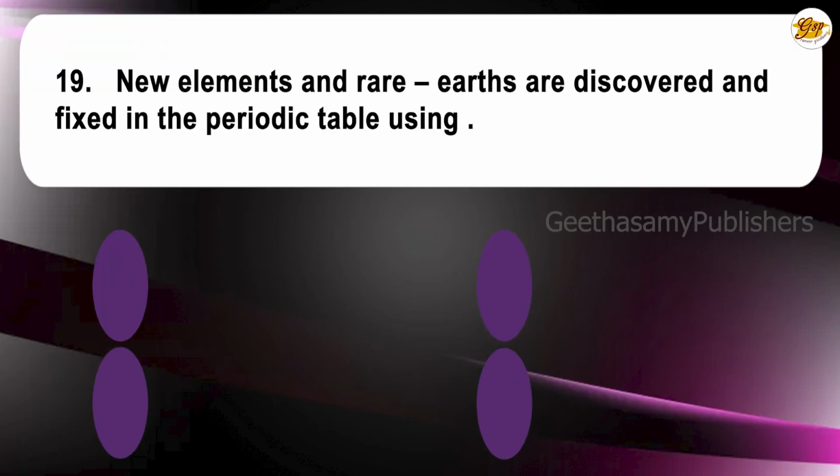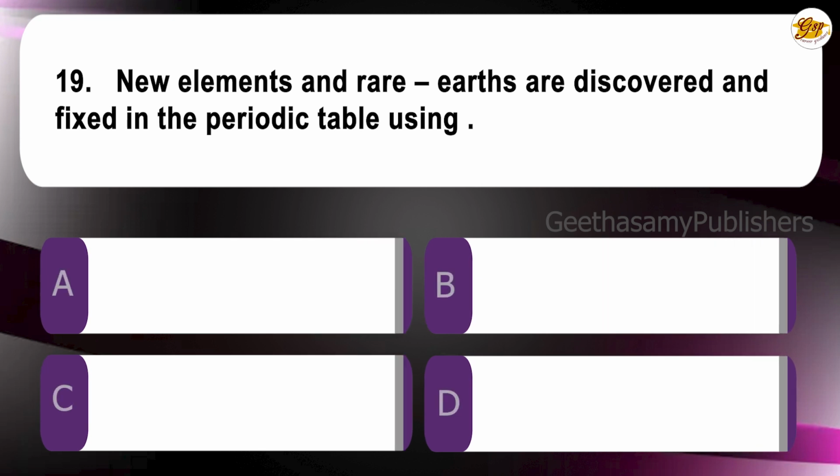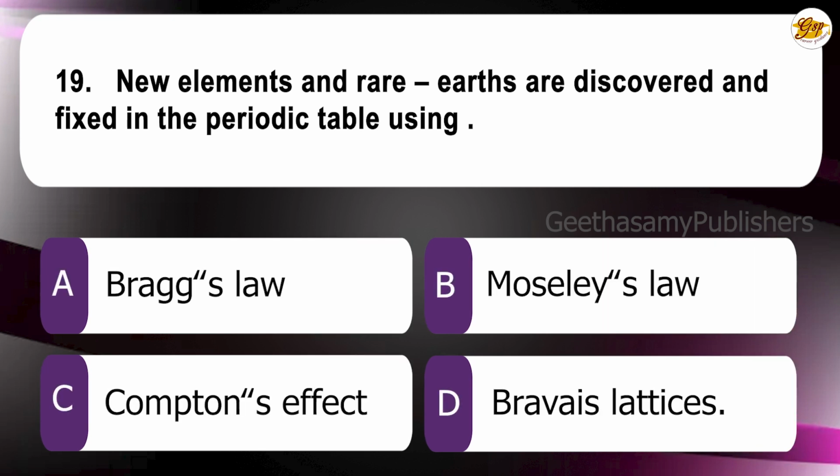Question number 19. New elements and rare earths are discovered and fixed in the periodic table using A. Bragg's law, B. Moseley's law, C. Compton's effect, D. Bravais lattices. The correct answer is B. Moseley's law.